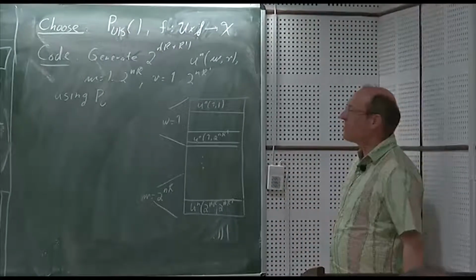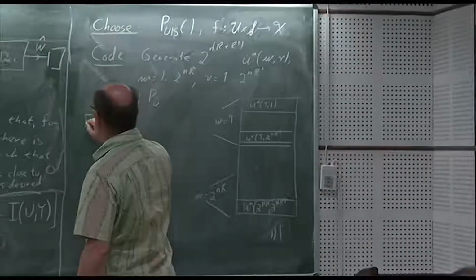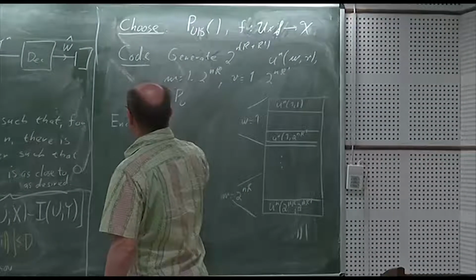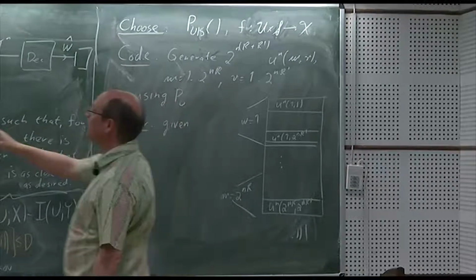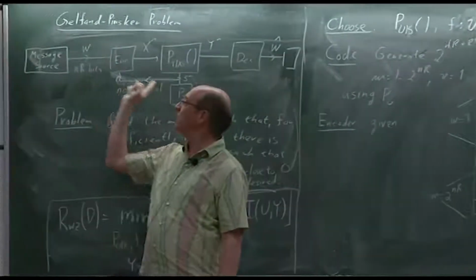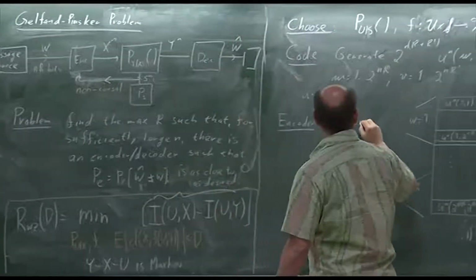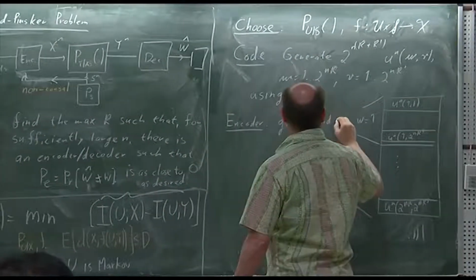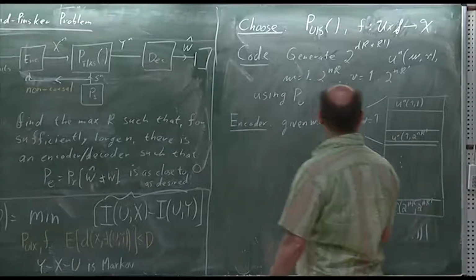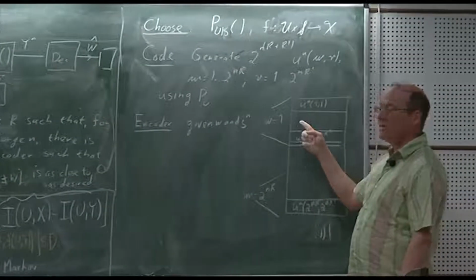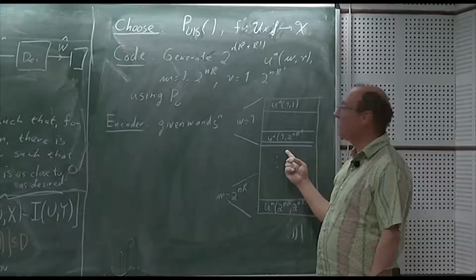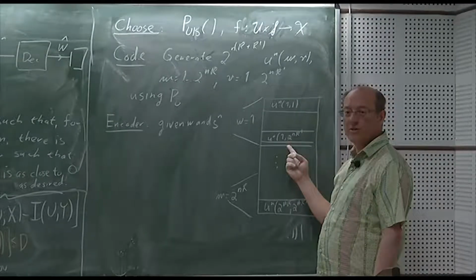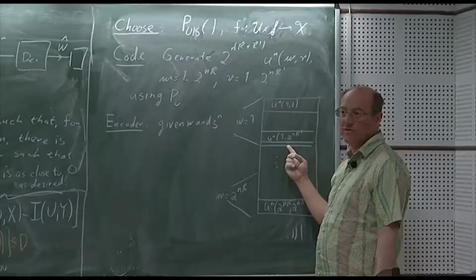Okay, what do we do next? Encoder. Well, what does the encoder do? It's given two things, right? There are two inputs, the message and the state. What does it do? Well, suppose the message is 1. So this is the subset we're interested in. And what will we do? We'll try to find a u that's jointly typical with respect to the state.